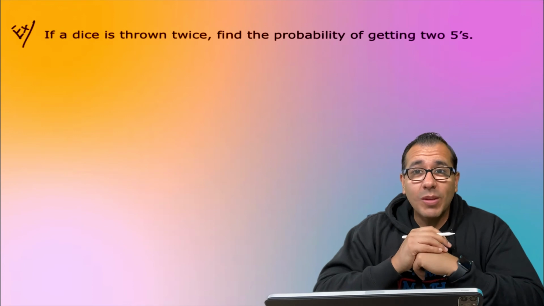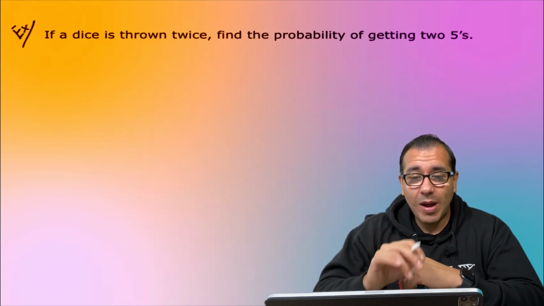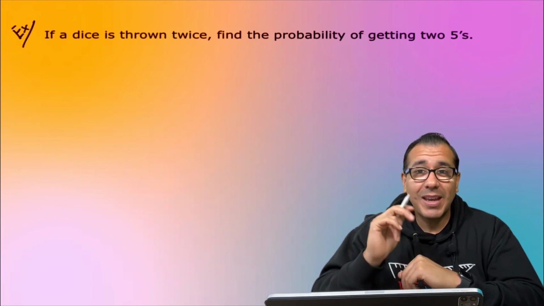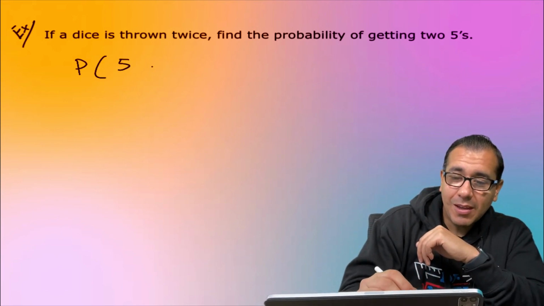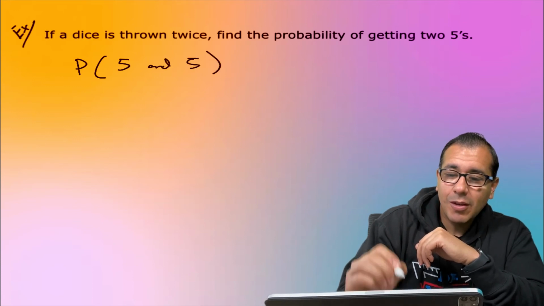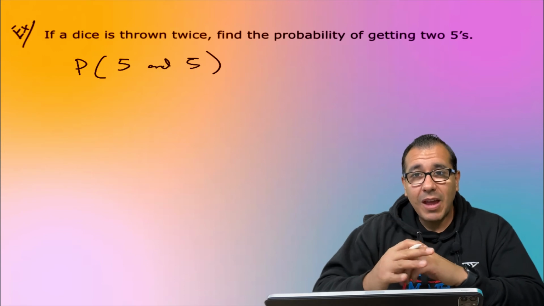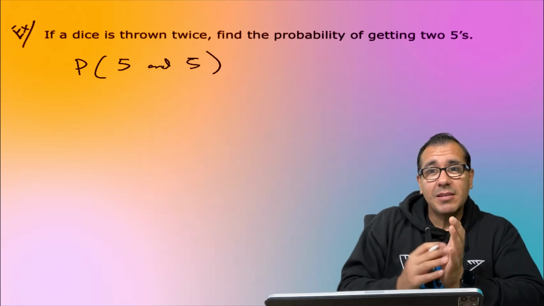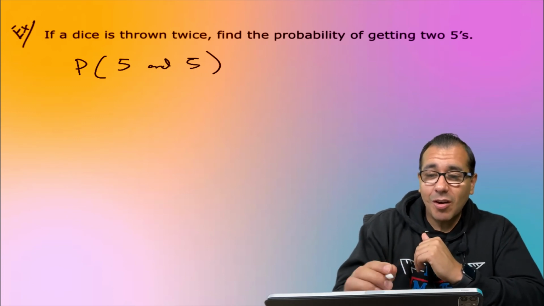All right, so in this example, a die is thrown twice. Find the probability of getting two 5s. So what's the probability of getting a 5 and a 5? Well, once again, if I roll a die and it lands on a 5, is that going to impact my chances of rolling another 5? Absolutely not. So these events are independent.